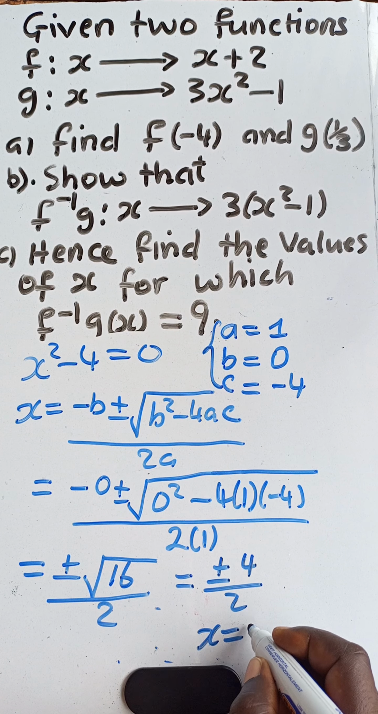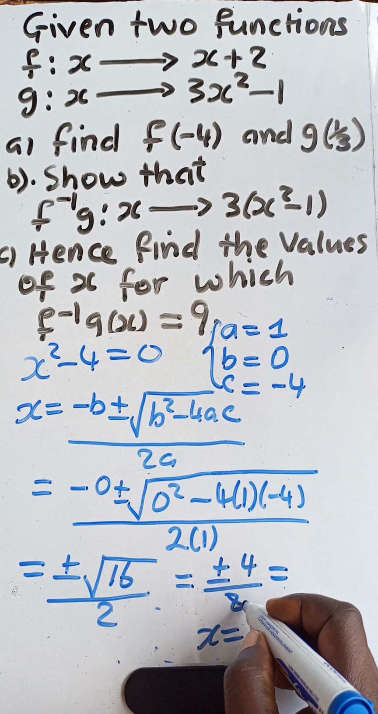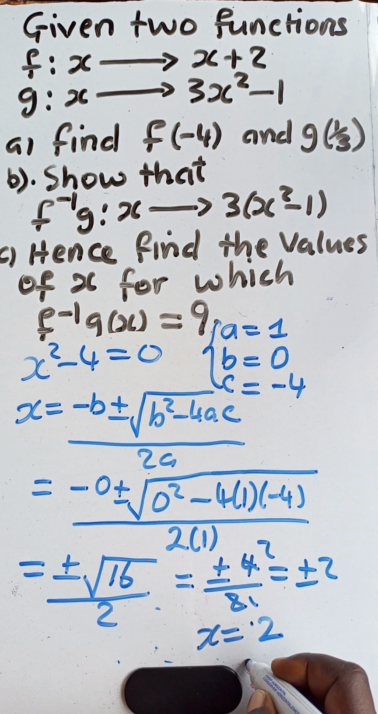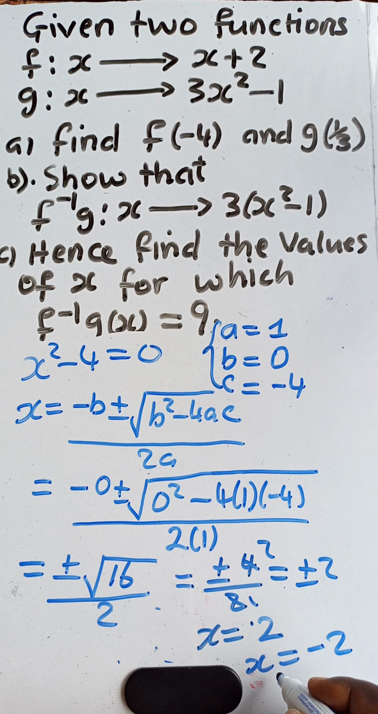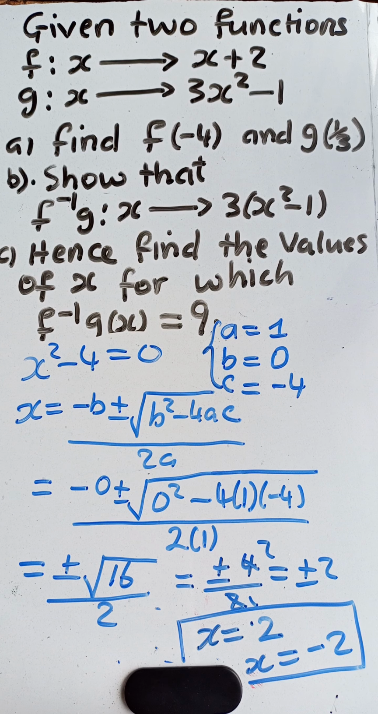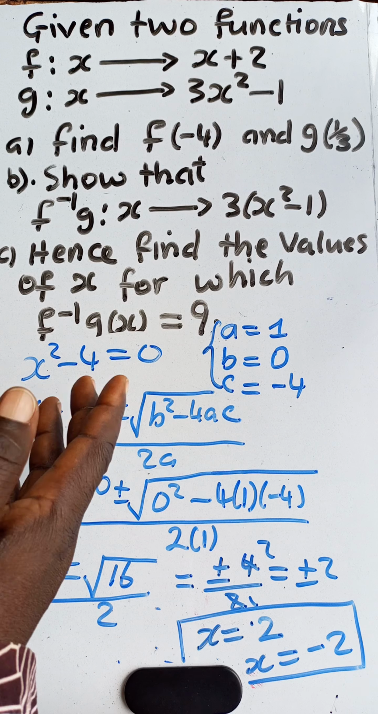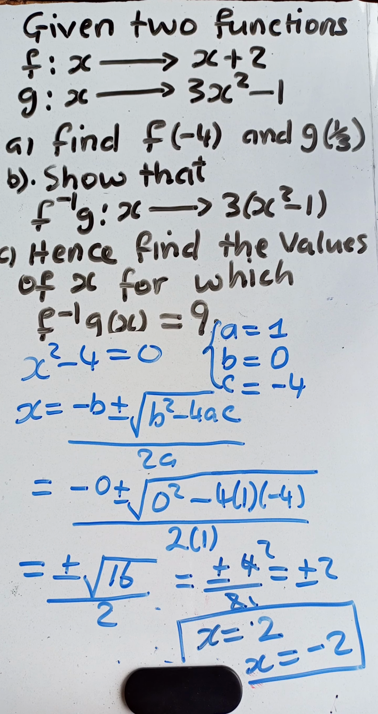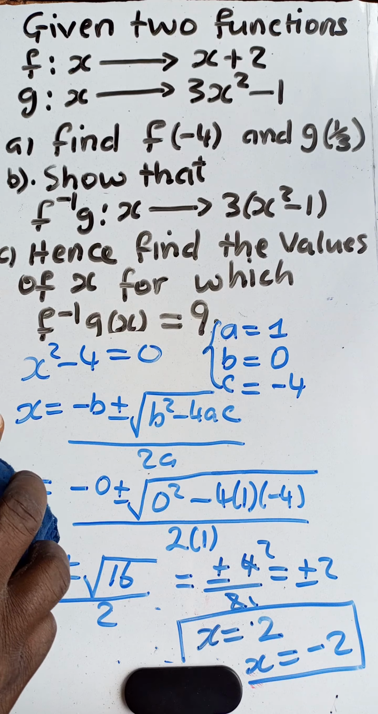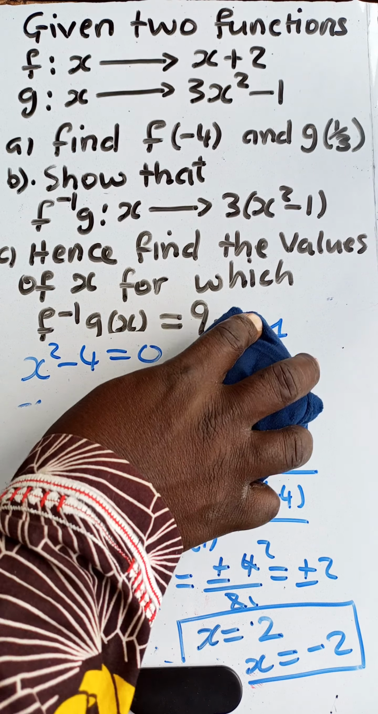And so we have x equals plus minus 2. So x is equal to 2 or x is equal to minus 2. These are the two solutions for the quadratic equation x squared minus 4 equal to 0. That's the first method. We could also solve this using the difference of squares identity. For those who prefer this method, let us solve it using the difference of squares method.